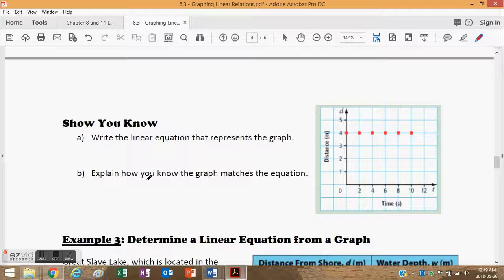So pause it, do the work. Come on, pause it. Good job, pause it. Okay, pause it. Hopefully you paused it. Distance is 4. It stays the same. How do I know the graph matches the equation? No matter what I have for time, it doesn't matter because the distance is always 4 meters.